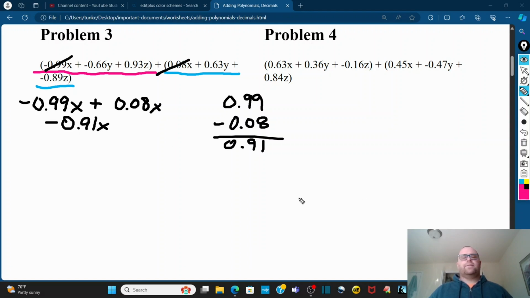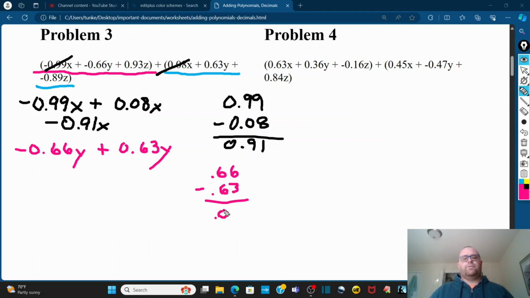Let's move on to our y's. So we have negative 0.66y, and we're adding 0.63y. So again, this sum is going to be negative because negative 0.66 is further away from 0 than positive 0.63. So we're going to do 0.66, take off 0.63, and we're going to get 0.03. So this is going to be a negative 0.03y. Okay, taking care of the y's.